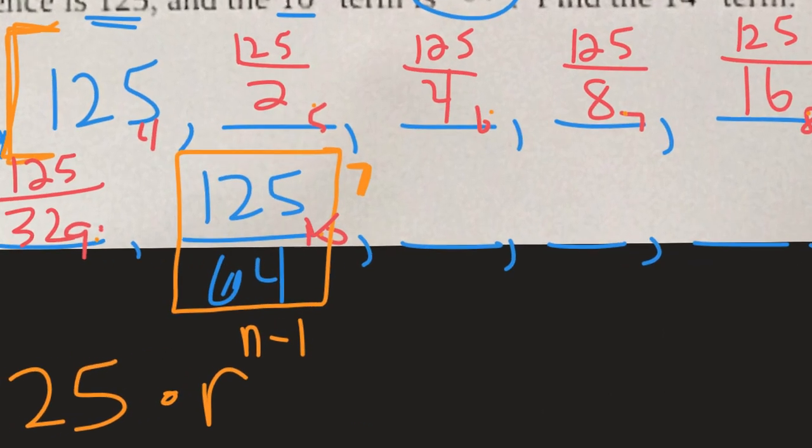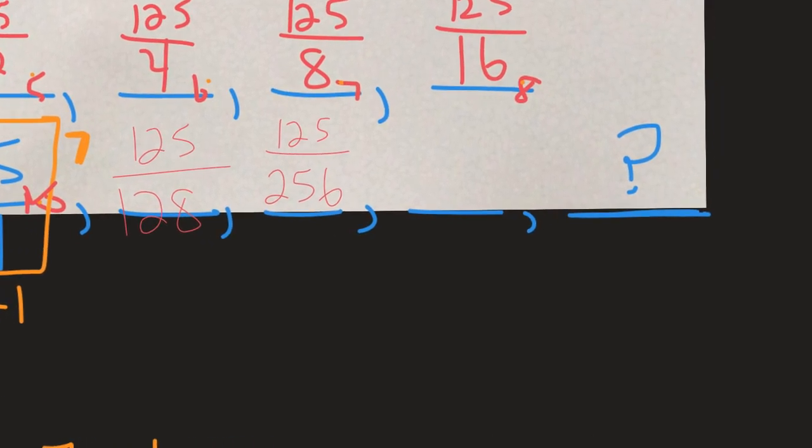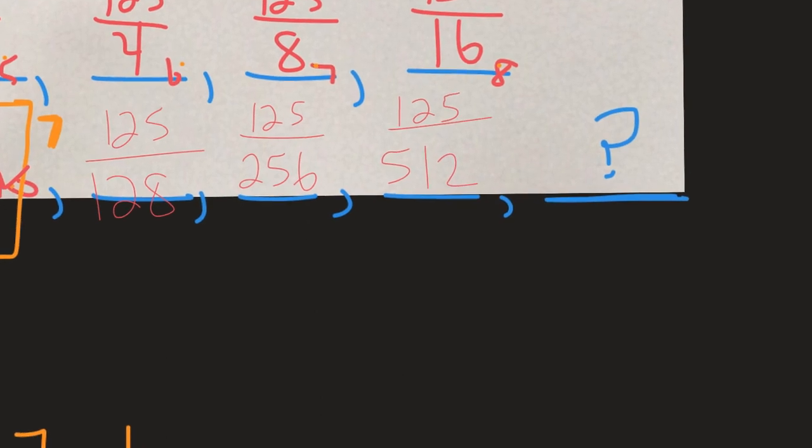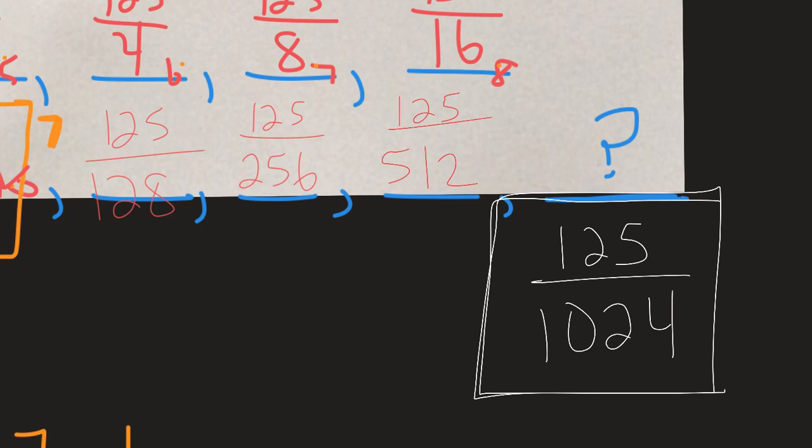Okay, so let's continue on doing that rather than using the formula. I'm going to continue to multiply my denominator by 2, which is how we divide this, right? Multiplying by 1/2. So that's over 128. And then this is over 256. And then this is over 512. So our answer to our problem is 125 over 1024. That is the 14th term of our original geometric sequence.